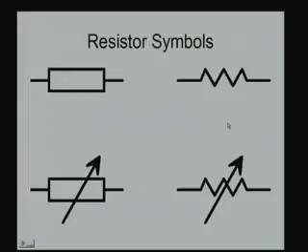The resistors are shown by various symbols in the textbook. You have a rectangular box with 2 leads, and you have a zigzag set of lines connected to the 2 leads. This is one form of representation. And you have a rectangular box with an arrow in between to represent a variable resistor, and also, in this form, a zigzag with an arrow as a variable resistor. These are the various symbols of resistors.